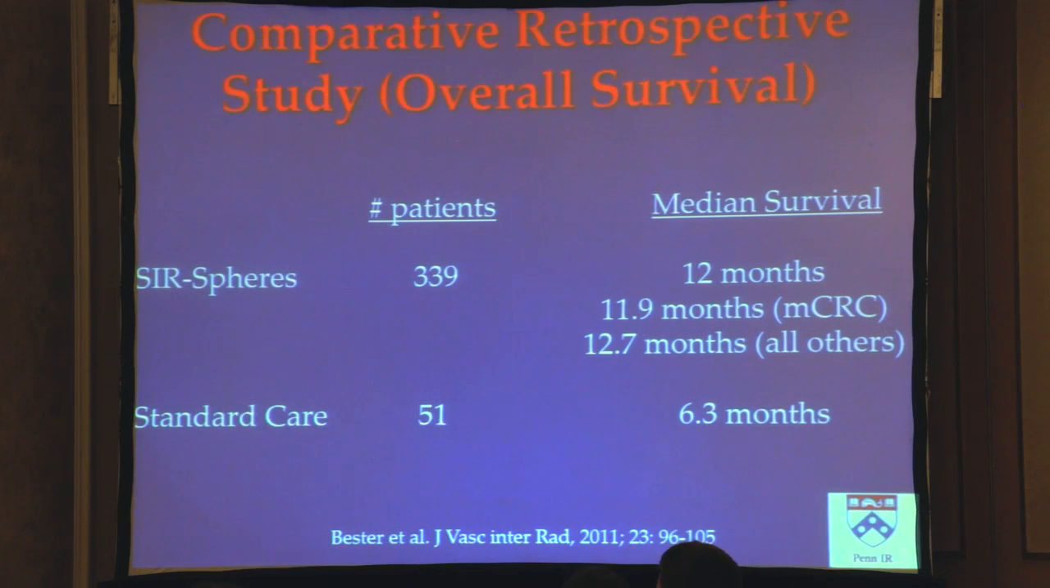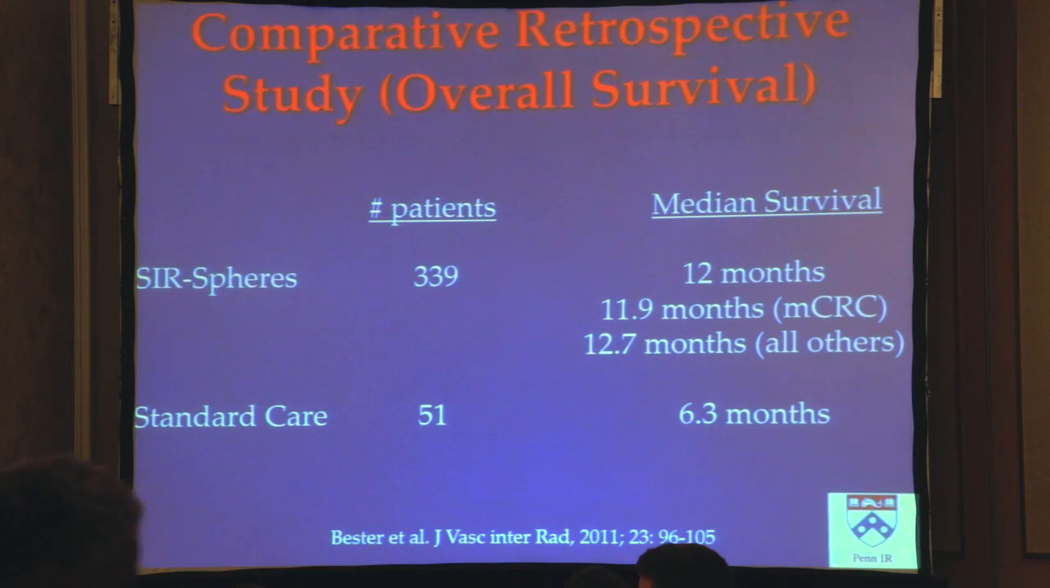So as far as some of the data shows, looking at comparative retrospective data on overall survival, we had a study looking at 339 patients who underwent the SIR-spheres, and their median survival was 12 months. Now, this group was divided into 2 subgroups. We had patients who had metastatic colorectal cancer, and their median survival was 11.9 months, and then all others. So all others meaning people with breast cancer, pancreatic cancer, any other primary cancer, that was 12.7 months. And this was in comparison to standard care.